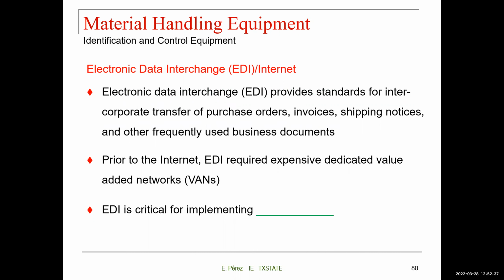Electronic Data Interchange, EDI. These EDI standards provide for intercorporate transfer of purchase orders, invoices, shipping notices, and other frequently used business documents. Prior to the internet, EDI required expensive dedicated value-added networks, like VANs. That's no longer the case. EDI is critical for implementing just-in-time manufacturing.